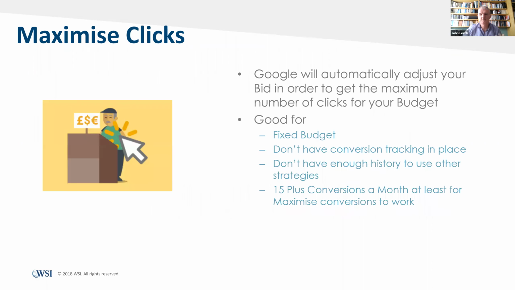Maximize clicks: Google automatically adjusts your bids to get the maximum number of clicks for your budget. It's good for a fixed budget. I'm assuming you're going to have conversion tracking in place, so the second line here doesn't apply. But if you don't have enough history, if you don't have enough conversions in your account, then this is not a bad place to start. So you need at least 15 plus conversions a month to get maximize conversions to work well.